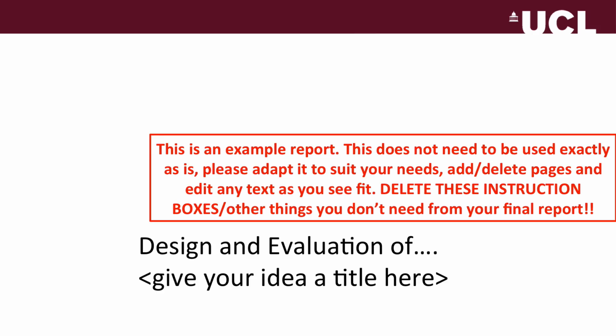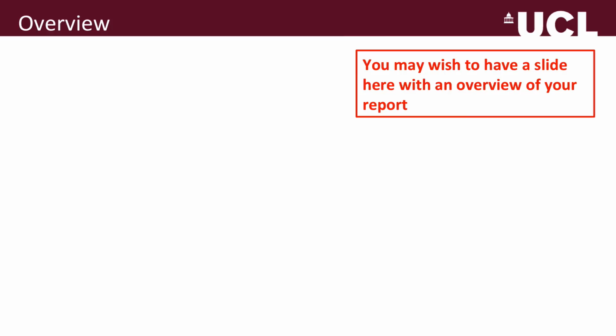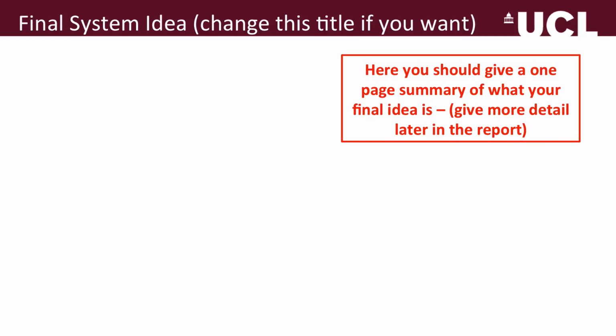So on to the main part of your report. So this is the opening slide. So there's going to be a title here and maybe some kind of image about the thing that you're designing or the thing that you're imagining. Next slide, you saw in both of the examples that had an overview. This is very helpful to help the viewer or reader know what's coming. So an overview. Then the final system idea.